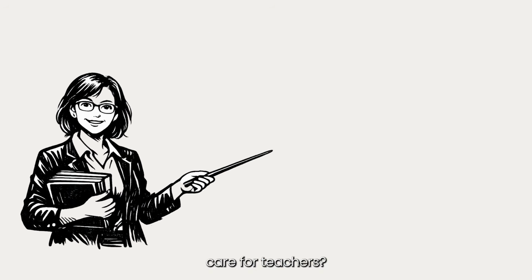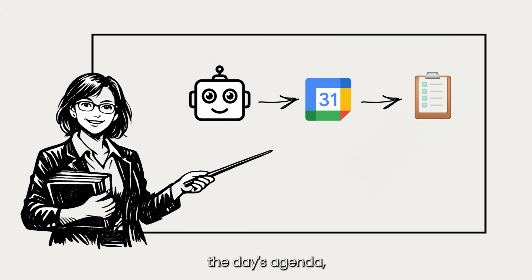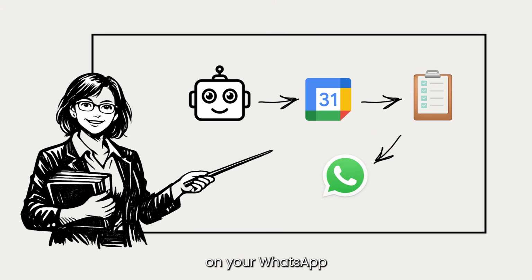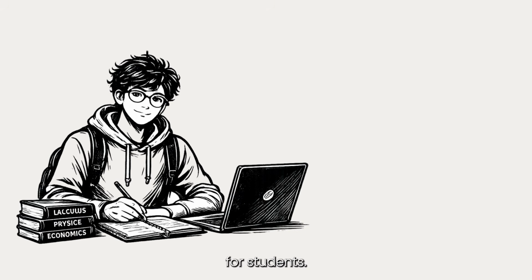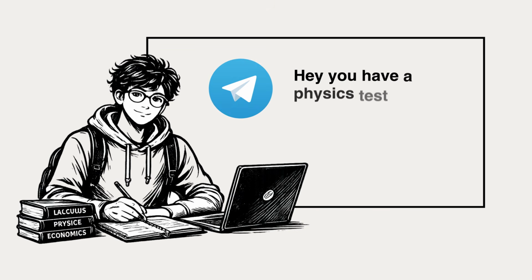Now, why should a teacher or student care? For teachers, imagine your AI assistant checking your Google Calendar every morning, compiling the day's agenda and sending it to you on your WhatsApp before you even make tea. For students, imagine a bot that pings you on Telegram every evening: Hey, you have a physics test in 3 days. Here's a 5-point revision summary. No prompt needed, it just runs.